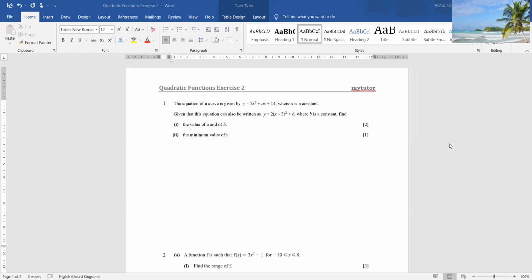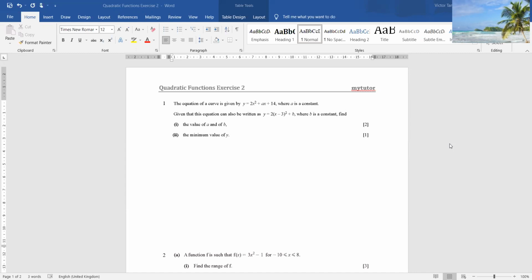Equation of the curve is given by y equals 2x squared plus ax plus 40. This equation can also be written as y equals 2(x minus 3) squared plus b, where b is a constant. Find the value of a and b.